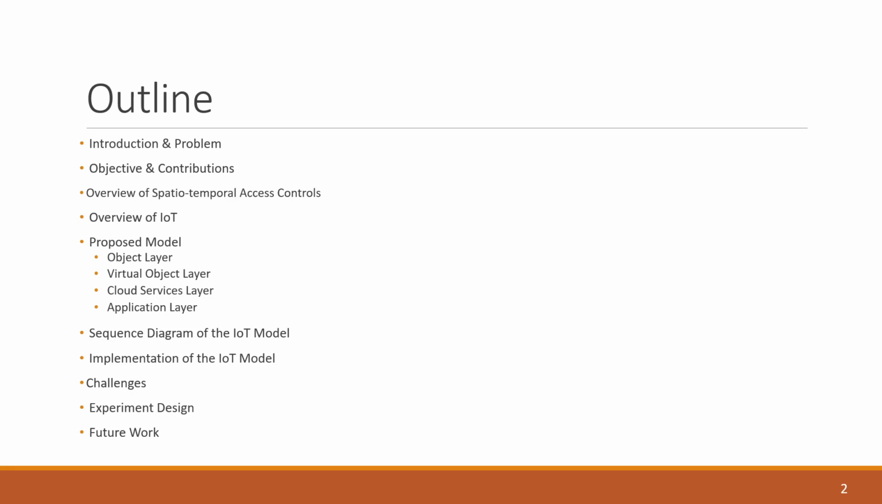After which I'll discuss the sequence diagram of the IoT model and how we might see modification of an IoT device in action work in terms of communication. After that, I'll discuss the implementation of the IoT model that we created for this system and the challenges that went into creating it. After which, I'll discuss experiment design for this project and future work we'll be seeing.